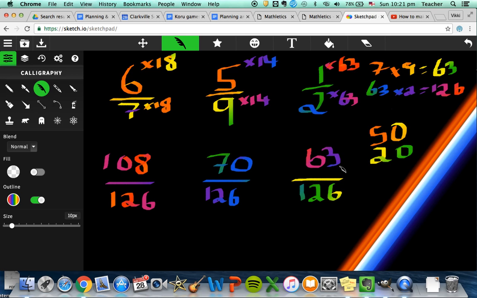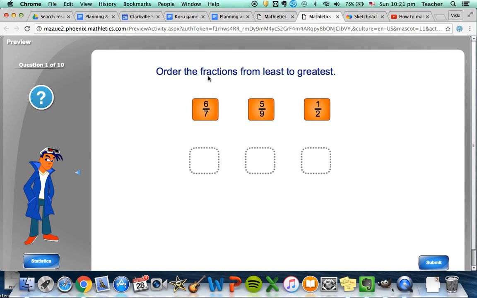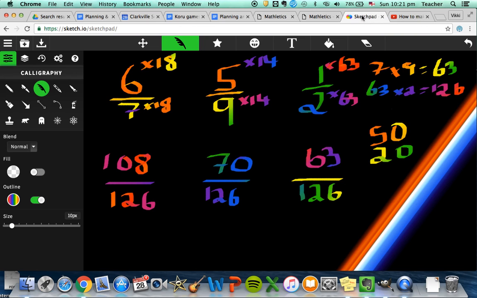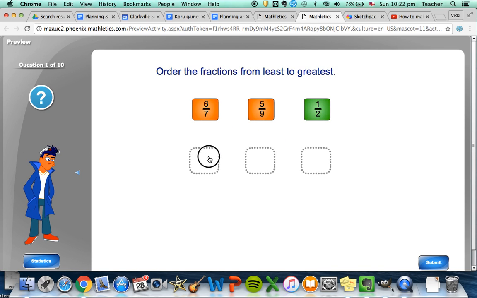Now this is the super easy part. Now all we have to do is order these. Let's have a look at the mathematics page. It's asking us to order these from least to greatest. So these are exactly the same as this. So the least is whatever's the smallest up the top. So we know that this guy will go first. Let's pop that in there.